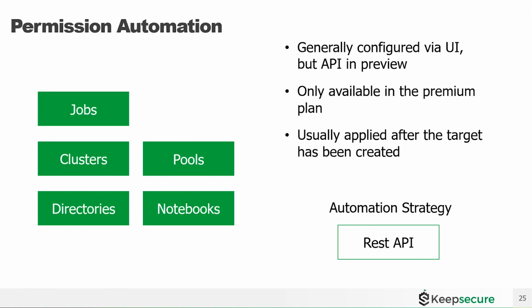So you typically do it as a second step. For example, you would create a cluster, give it its cluster configuration, and then call the permissions API and say, hey, give this group run permission to this cluster. And you can set permissions on jobs, on clusters, on pools, on directories, and on notebooks.